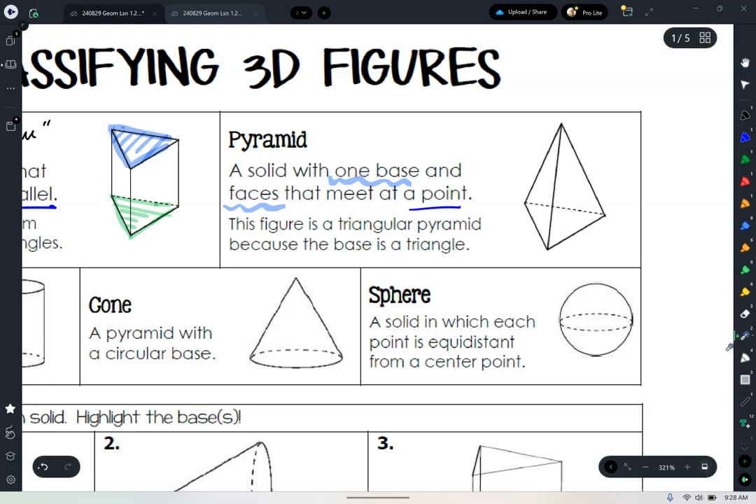Put your finger right now on this picture where you think the point is that the faces meet. If you put your finger right here, you are correct. That is the point where the faces meet. The faces then would be the planes that narrow in to that point. So this plane right here is a face. This plane right here is a face. The plane on the back right here is a face, which would make this guy down here what? Capital B, base. Let's highlight it.